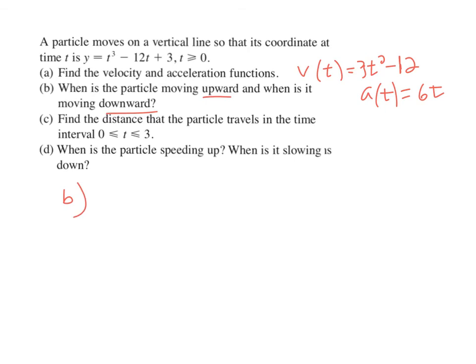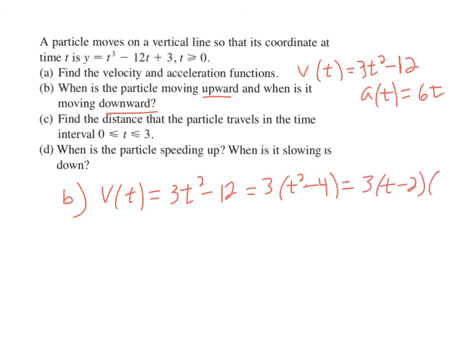And so for part B, if I were to take my velocity function, factor out a 3, notice that it's a difference of squares. I see that two places where the particle's at rest, at t equals 2 seconds and at t equals negative 2 seconds. But remember, time is positive, so we can kind of throw out the t equals negative 2 there and just plot 0 and 2 on our number line.